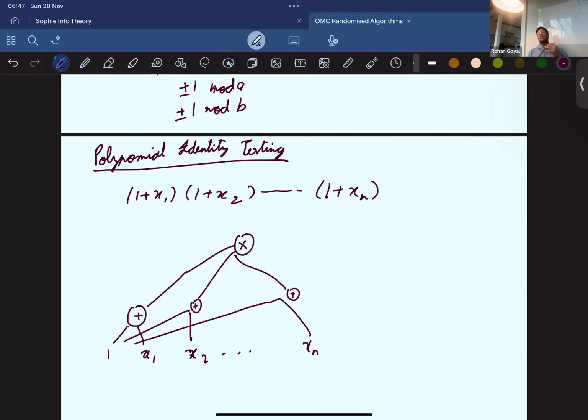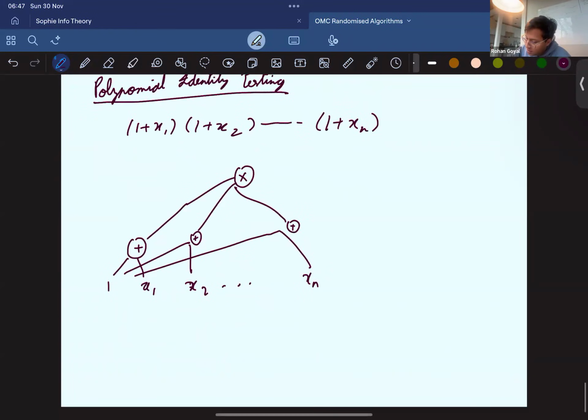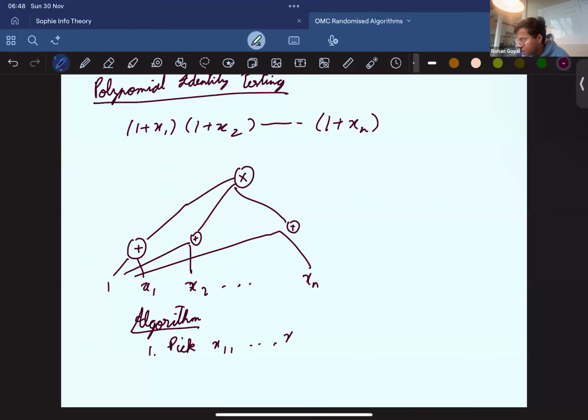You can also think of it as me asking whether two circuits are equivalent, and that's the same, because I can just add another gate which subtracts these two and check if it is now the zero polynomial. So it's a more general problem. Can you check if it's the zero polynomial? Okay, here's the great idea algorithm. Pick x1, ..., xn randomly, evaluate the circuit.